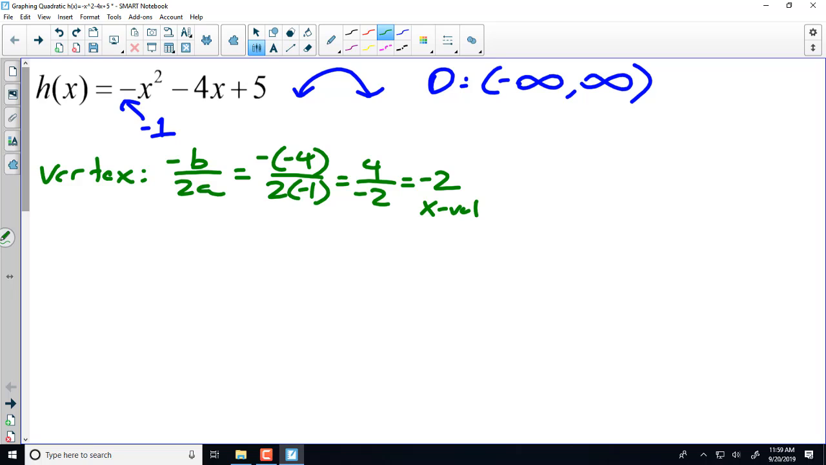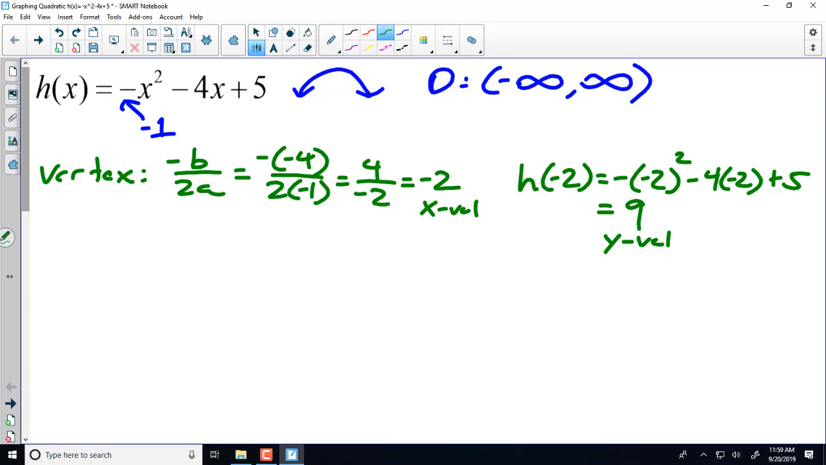You want to get the entire vertex, which is an ordered pair. You take that x value and you plug it back into the original function, which is just riddled with these negative signs everywhere, so we've got to be very, very careful with our parentheses. Once you crunch that out, you're going to get a 9. All right, so that's just the y value. So what's the vertex? The vertex is both of those in an ordered pair. So the vertex is actually going to be -2, 9. There's your vertex.